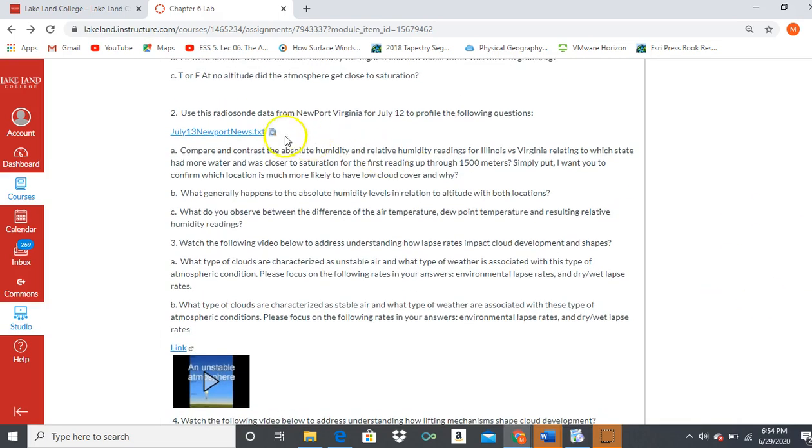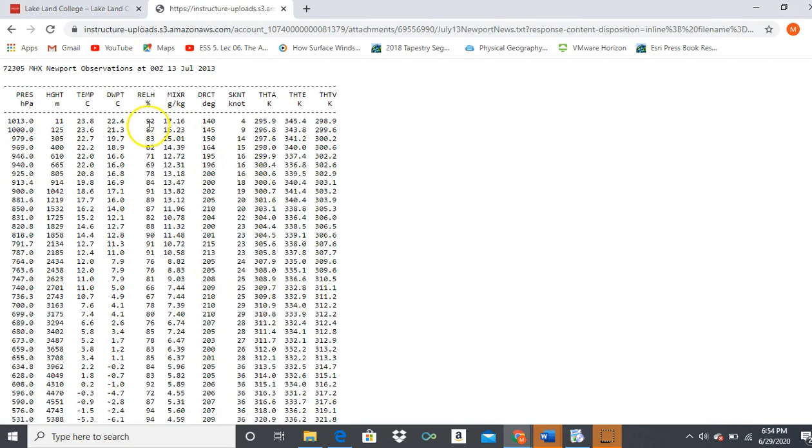On question set 2, there's just a massive difference in the data. I ask you to really compare and contrast the data you looked at for Illinois with the location in Virginia. As the data loads in here, look at the relative humidity column, look at the dew point temperatures, and look at the mixing ratios. When you see this data, look how the air is much closer to 100%. Look how the absolute humidity levels are so much higher.